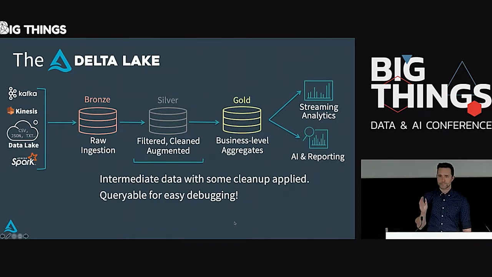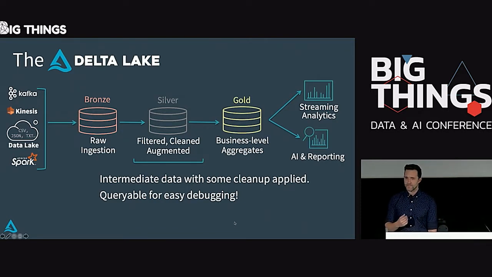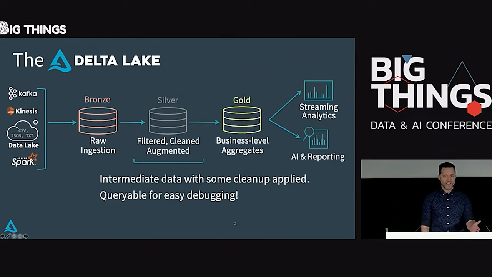But something that actually surprised me that a lot of users came and said was very valuable is silver tables are also useful for debugging. When something goes wrong in your final analysis, you actually have this table that you can query with the full power of SQL. You can ask questions like, how many nulls exist in this column, or how many distinct values are here? And things will jump out at you, and you'll understand where the quality problems are coming from.